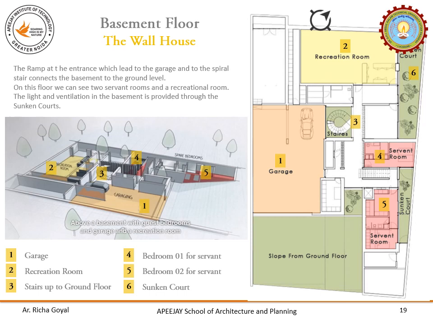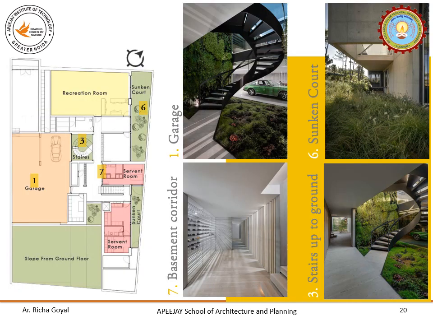The ramp at the entrance leads us to the garage, to the spiral staircase, and connects in turn to the two servant rooms and the recreational room. The light and ventilation in the basement is provided through the sunken courts. Let's understand the basement floor with the images.